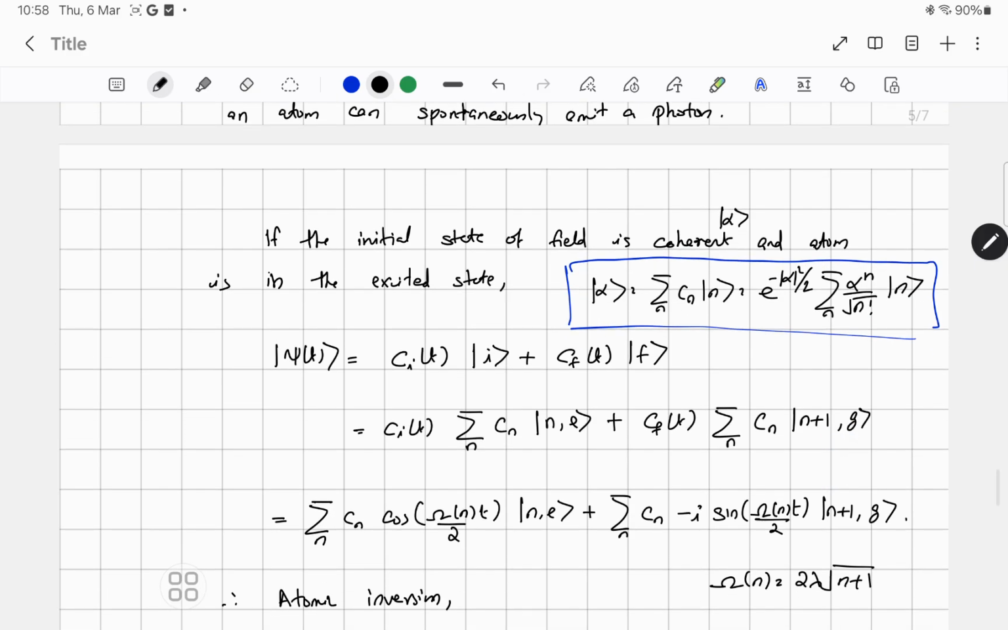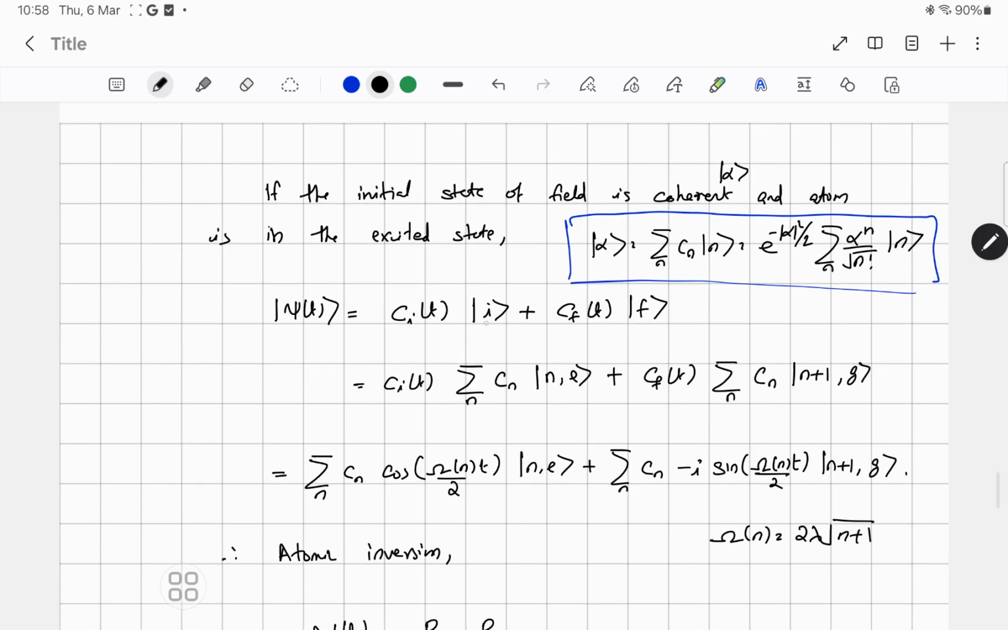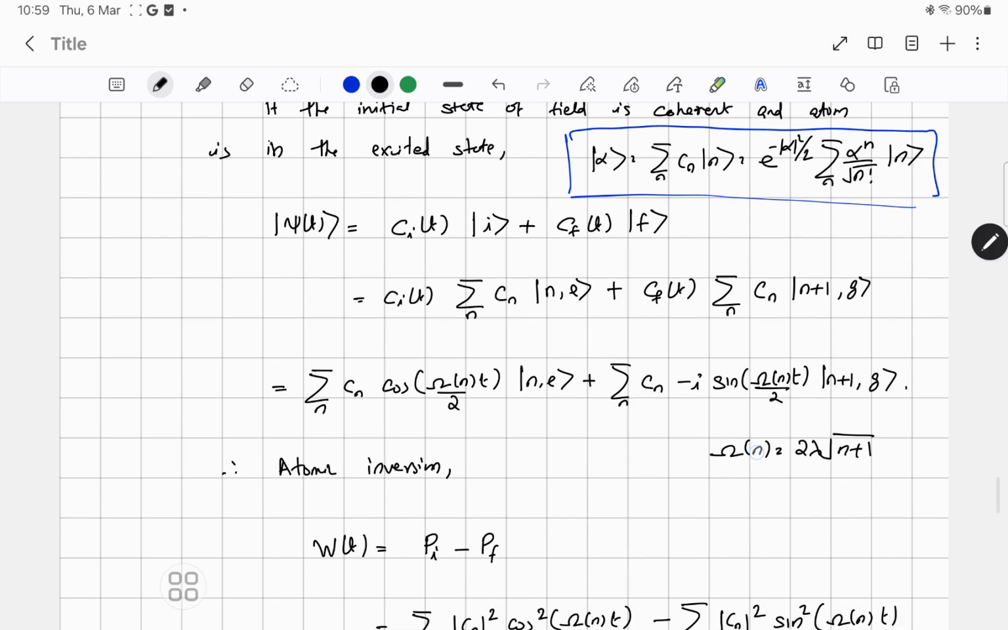Okay, so the initial state is ket alpha, therefore the psi of t I can write as Ci of t ket i plus Cf of t ket f, where Ci of t is sum over n Cn ket n, e, and Cf of t is sum over n Cn ket n plus 1, g. Now the expression for Cn we already know. The Cn is e raised to minus mod alpha square by 2, alpha raised to n by root n factorial.